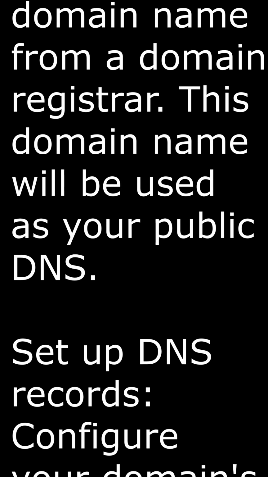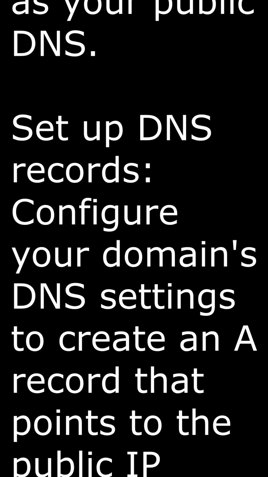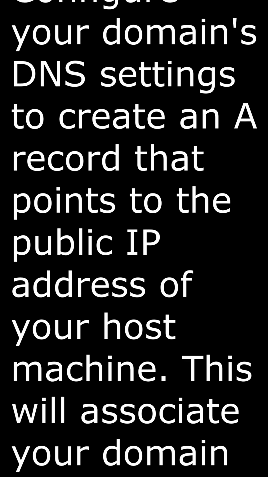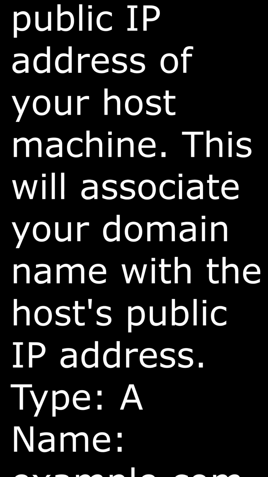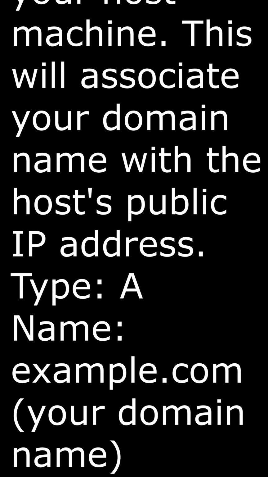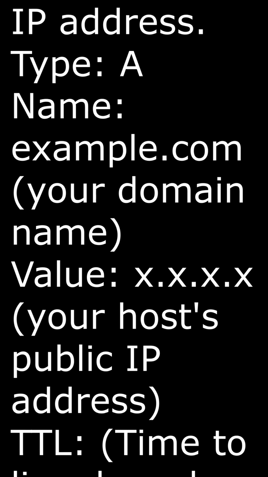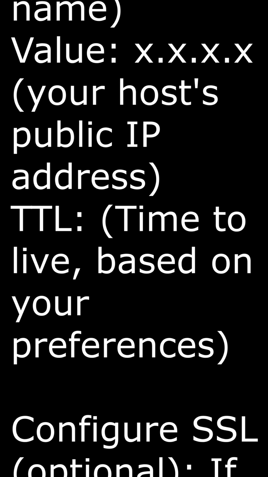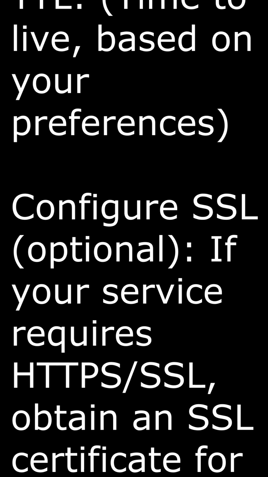Set up DNS records. Configure your domain's DNS settings to create an A record that points to the public IP address of your host machine. This will associate your domain name with the host's public IP address. Type: A. Name: example.com, your domain name. Value: X.X.X.X, your host's public IP address. TTL, time to live, based on your preferences.